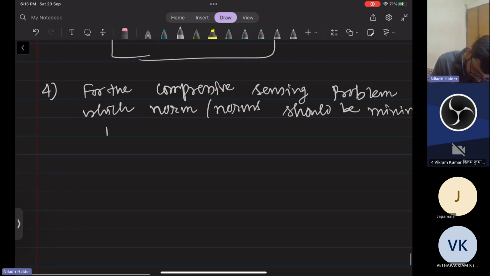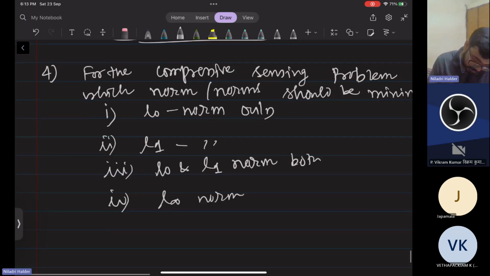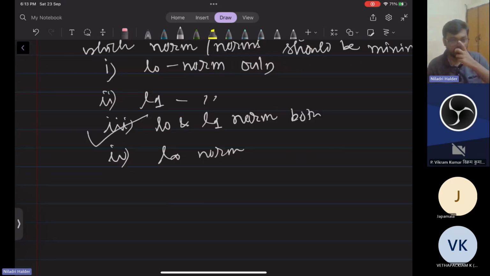The first option is L0 norm only. Second is L1 norm only. Third is L0 and L1 norm both. Fourth is L infinity norm. The right answer is L0 and L1 norm. If we minimize L0 and L1 norm, then we will get the sparse signal.